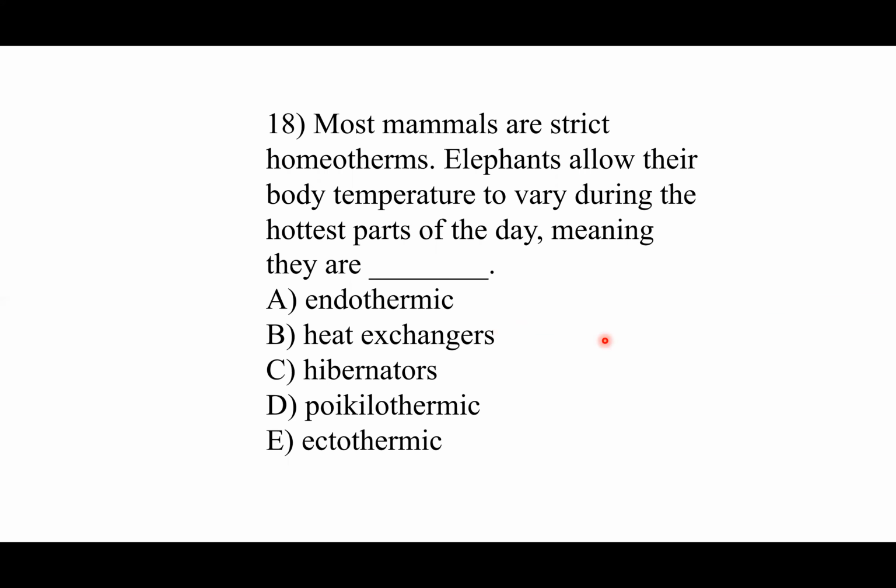18. Most mammals are strict homeotherms. Elephants allow their body temperature to vary during the hottest parts of the day, meaning they are poikilothermic. The key is allowing their body temperature to vary. This refers to being a poikilotherm, where the body temperature can rise and fall based on the environment. And it's different from the concept of being endothermic and ectothermic.